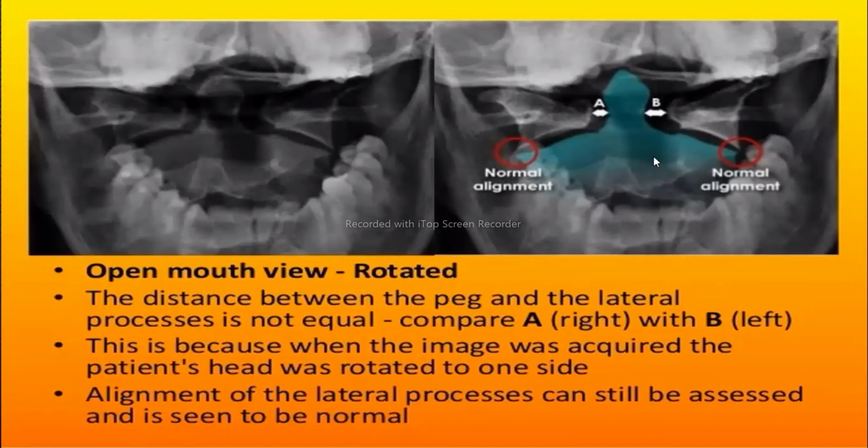Okay. You have to find normal alignment here. The distance here should be the same as the distance here, but here it's not the same. If you find it not the same but the alignment here is normal, it means the patient is not centered. So here the distance is very wide, but the alignment here is normal. So the patient is normal, but he is not centered. It means he is rotated.